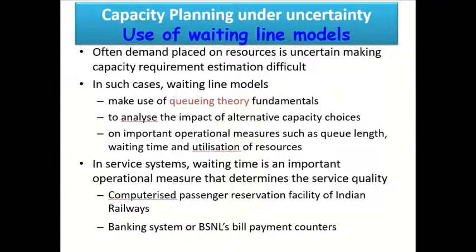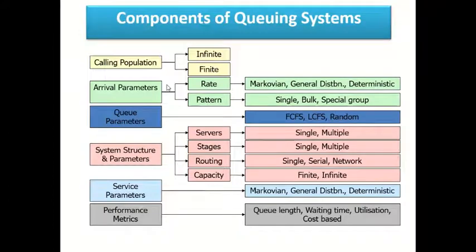Now coming to a bit more details about queuing systems, there are certain main components which are studied in queuing systems, and these components are called the calling population, arrival parameters, queuing parameters, system structure and parameters, service parameters, and performance metrics. Now when we talk about the calling population, it is basically that population which places the demand and uses the deployed capacity in any production or operation system.